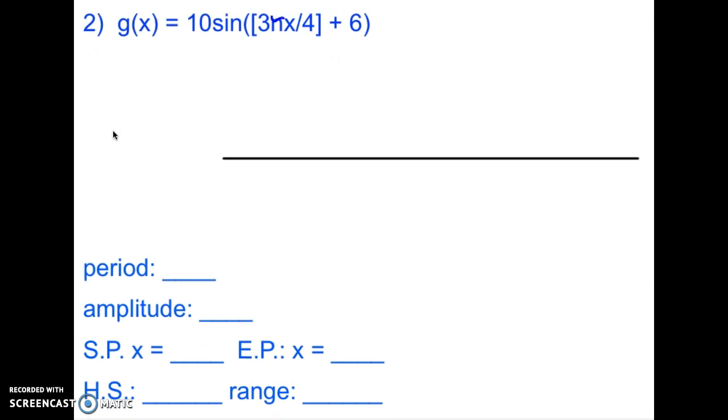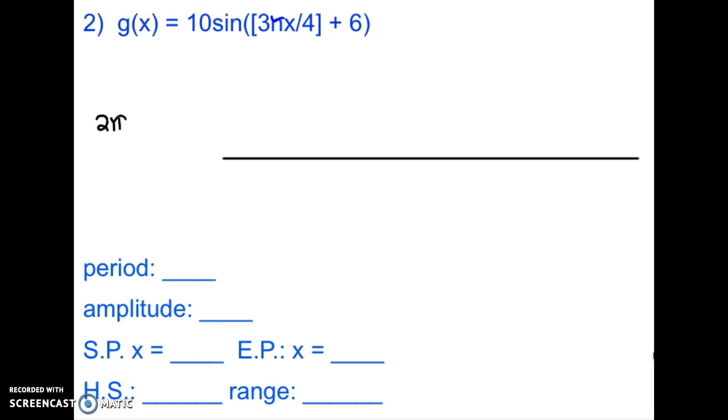Okay, so we're going to go ahead and move to our second example, and our last example in our notes. Go ahead and write this down for a minute. Again, don't fill in the y-axis till we actually find some of the information, specifically the starting point and ending point. So in this problem, our period is 2 pi divided by b. So a little bit different.